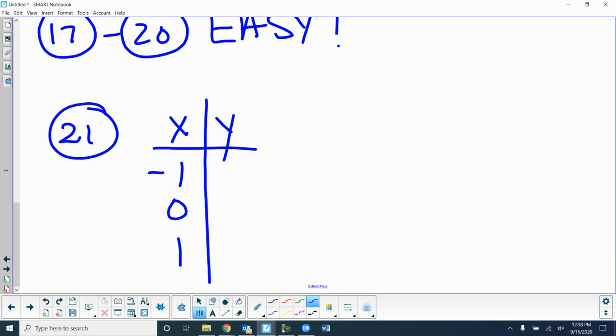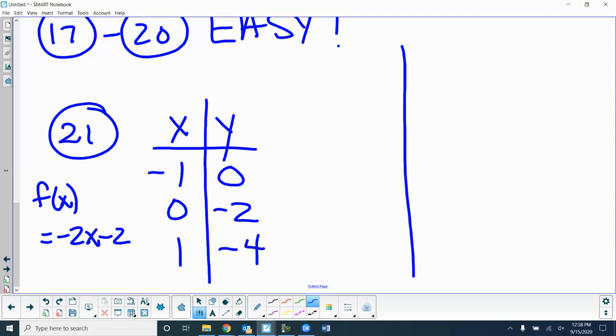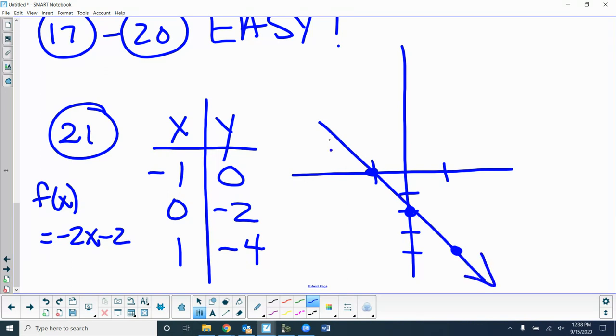So, what is our -2x minus 2? So, -2 times -1 is a +2 minus 2 is 0. -2 times 0 is 0 minus 2 is -2. And -2 times 1 is -2 minus 2 is -4. So -1, 0. 0, -2. And 1, -4. There you go. Okay.